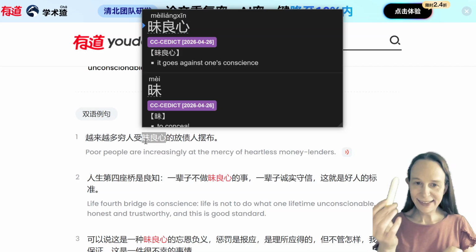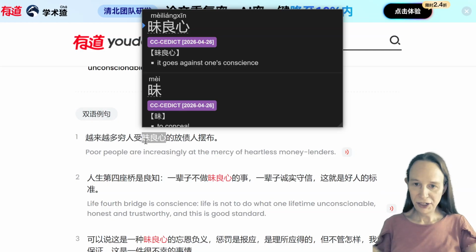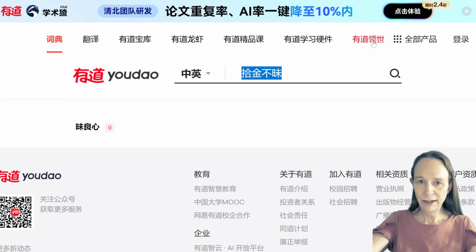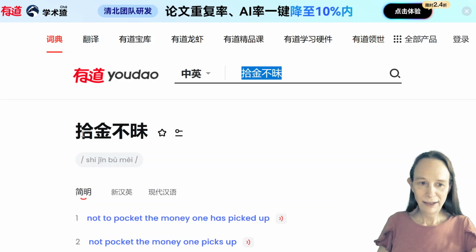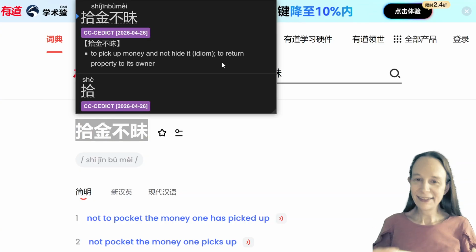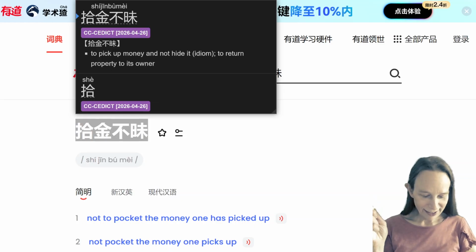What were we saying? Oh, this is conceal. Okay, so 拾金不昧. What is this? 拾金不昧: to pick up money and not hide it. Return money. Oh, okay. So it's like maybe you've got a motive for not telling people about the money you found.